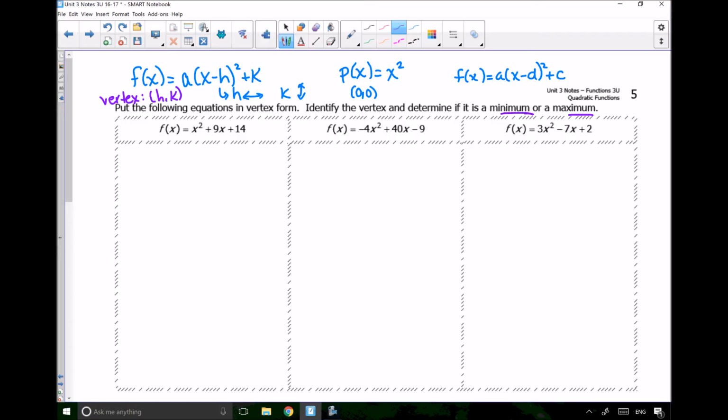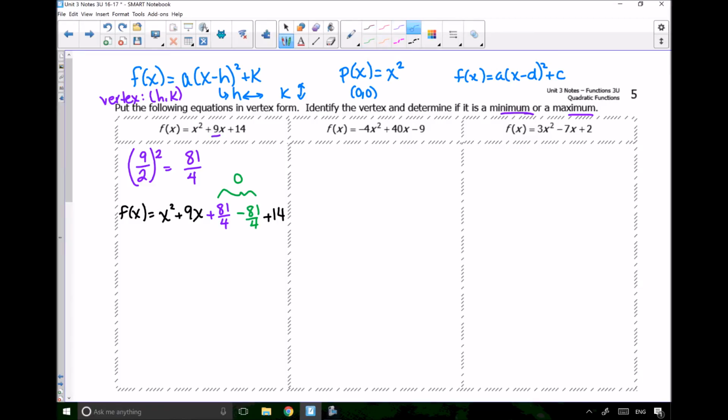In order to do that, I take my B value, which is 9, divide it by 2, and then square it. 9 divided by 2 doesn't work out evenly, so I'm just going to leave it as 9 over 2. And then when I square it, I get 81 over 4. So that means f of x is equal to x squared plus 9x, and then I'm going to add 81 over 4, but I'm also going to subtract 81 over 4 so that these two will cancel out and give me 0. So I haven't changed my equation at all. And then I'm going to copy down the plus 14 at the end.